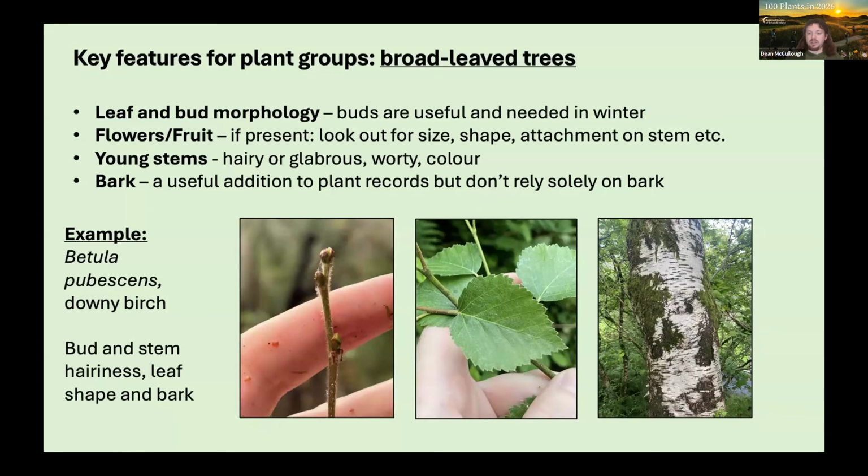So you're just looking at these different features, and each tree, of course, will be different. It's just a matter of learning about them.